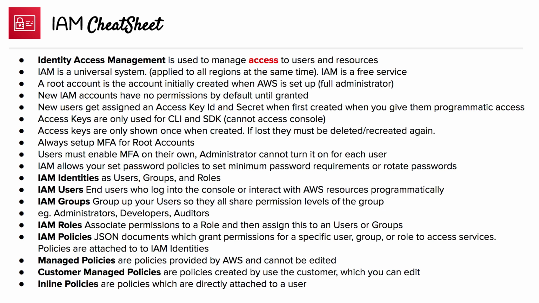A root account is the account initially created when AWS is set up, and so it has full administrator access. New IAM accounts have no permissions by default until granted. New users get assigned an access key ID and secret when first created when you give them programmatic access. Access keys are only used for the CLI and SDK. They cannot access the console. Access keys are only shown once when created. If lost, they must be deleted and recreated again.